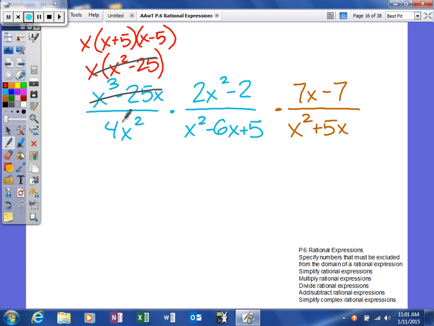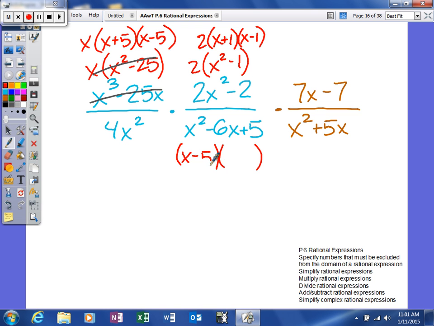This is actually a monomial. We can't factor a monomial, so it's just going to stay there. This we can factor out a 2, and it's going to be x squared minus 1. And that's also factorable. Over here, this is also factorable. The leading coefficient is 1, so we can use trial and error: x minus 5, x minus 1. Here there's a common factor of 7. And then here we're going to factor out an x.